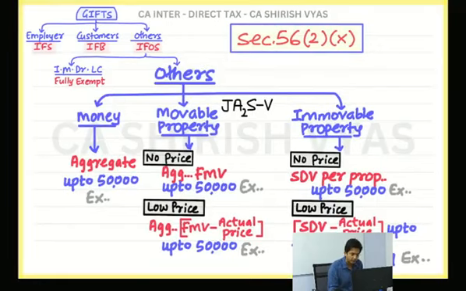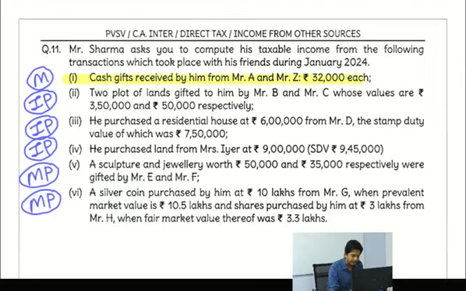So tell me as per our theory what to do. Stamp duty value per property you have to see. Here, will you do aggregation? No, it is per property. So while reading this point, I am not even interested in the next point.